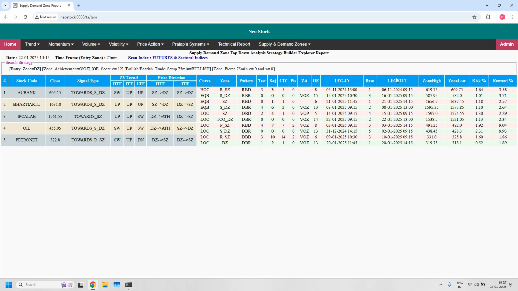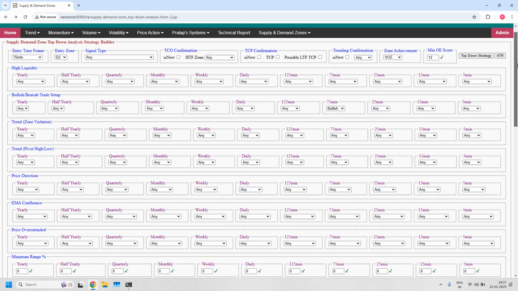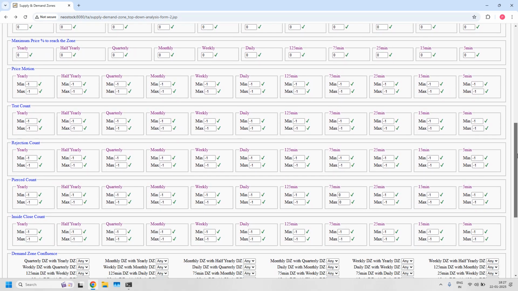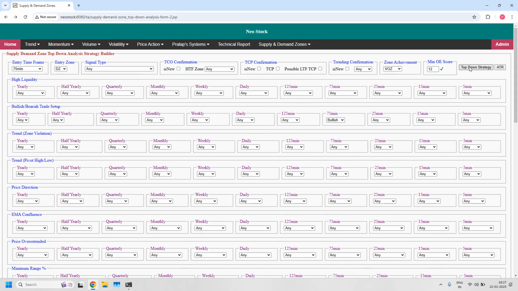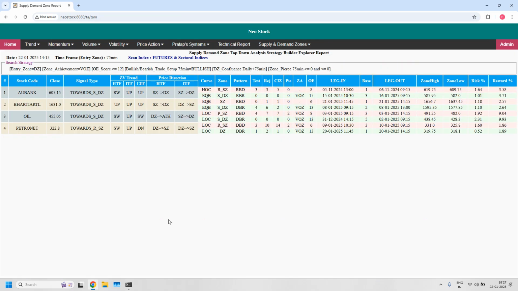Out of these 75 minutes demand zones, some are already having high probability based on the high liquidity zones. Apart from that, we can also further filter them based on zone confluence. So first we will look for LTF, ITF demand zone confluence. That is 75 minutes and daily demand zone confluence. So I am enabling the filter. With this filter, out of 5, 4 stocks are filtered.